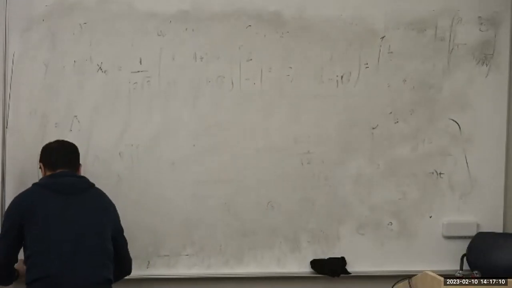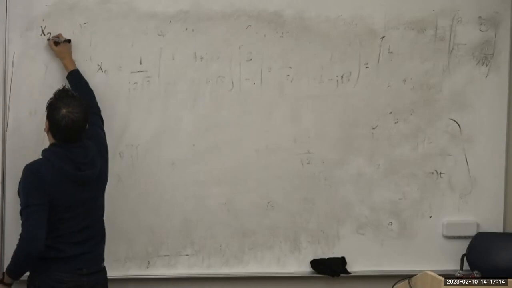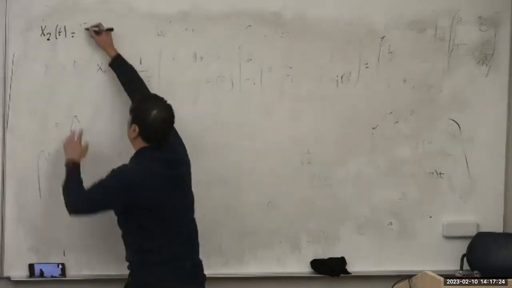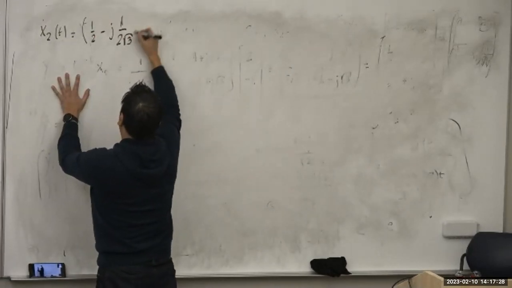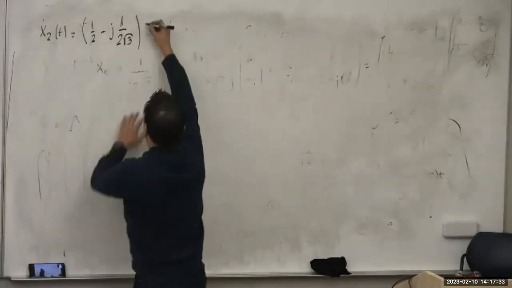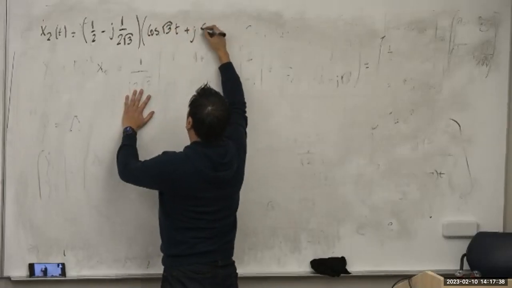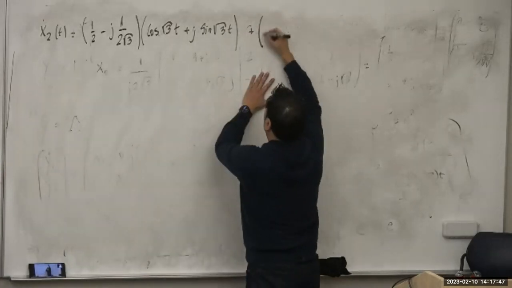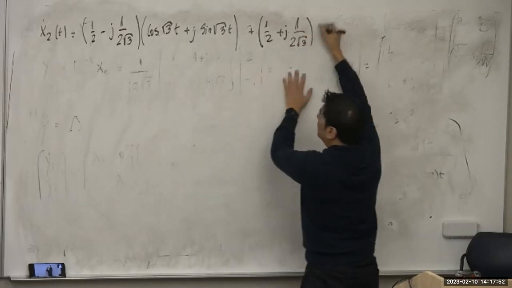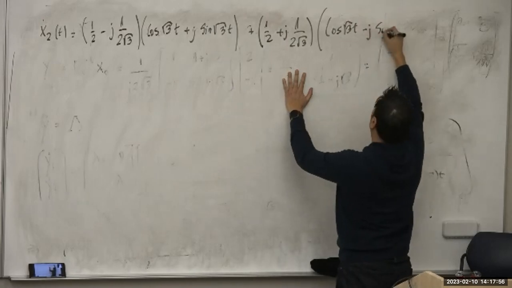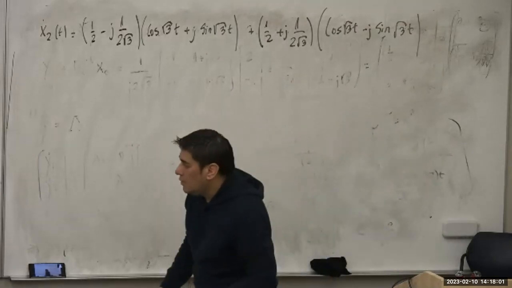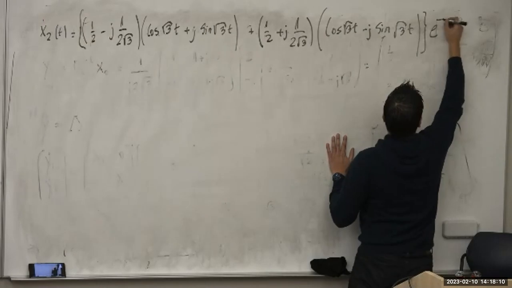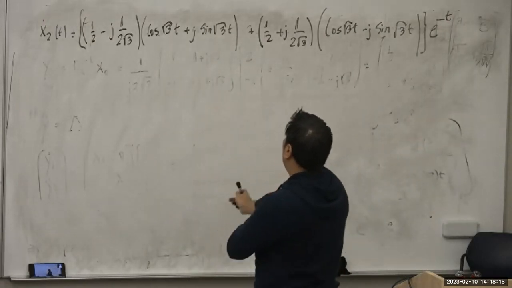So we will work on the second state variable, x2 of t, which will be the term we will get here. I will write it again here so I don't make any mistake. And is that what we had? And everything is going to be multiplied by the exponential decay. Yeah, I think we're good there.